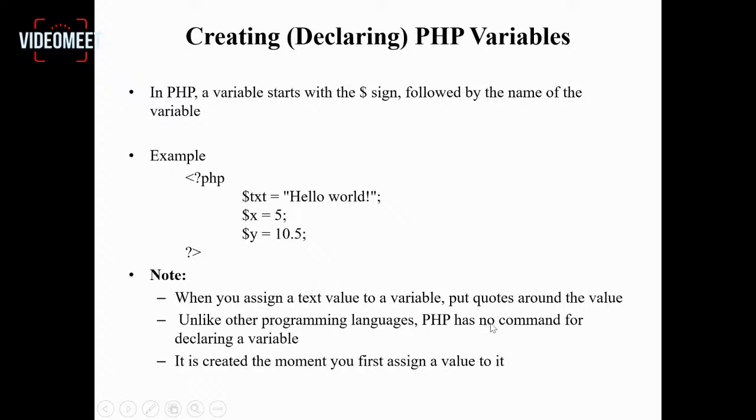Unlike other programming languages, PHP has no command for declaring a variable. Like in C and Java, to declare an integer variable, I'll have a command called the int keyword, followed by the variable name, ending with a semicolon. But PHP does not have such keywords and commands to declare a variable. It is created the moment you first assign a value to it. The first time you assign a value to that variable, automatically the variable will be created dynamically. You need not write an exclusive declaration statement like you do in C and Java, right? So this is how you create variables in PHP.